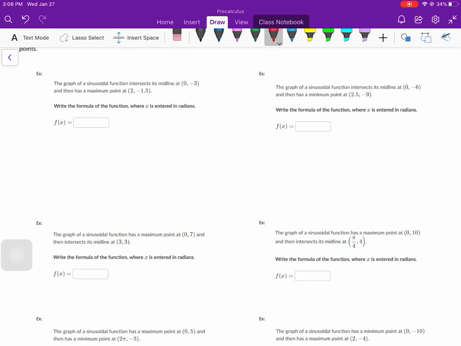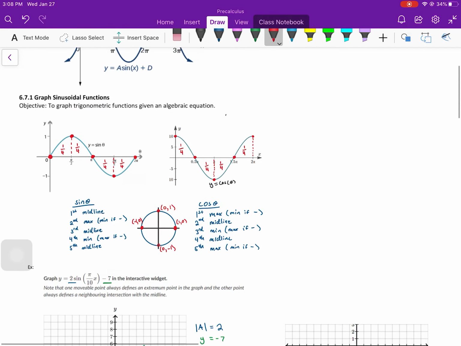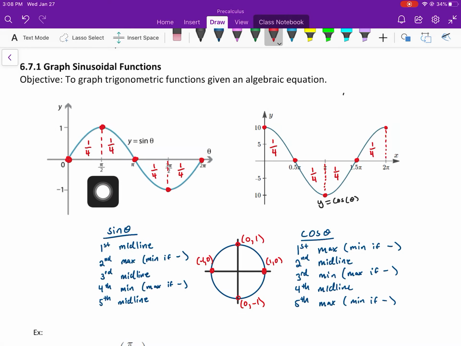All right, so in this lesson, we're going to figure out, given 2 points, how to write the function. You really have to have this down from the last lesson. You have to remember sine starts on the midline, then goes to the maximum or minimum. They're going to give us the first quarter, I think in most of these. They may give us the first half. I'll have to take a look at the examples I have. Cosine starts on the max or the min and then goes to the midline.